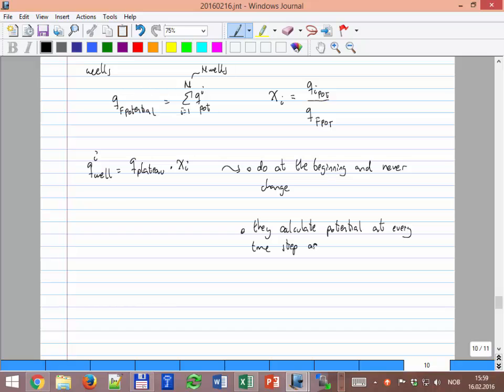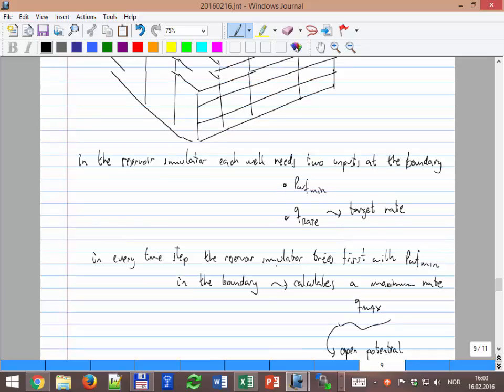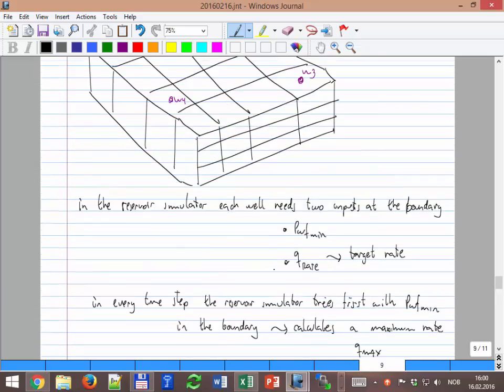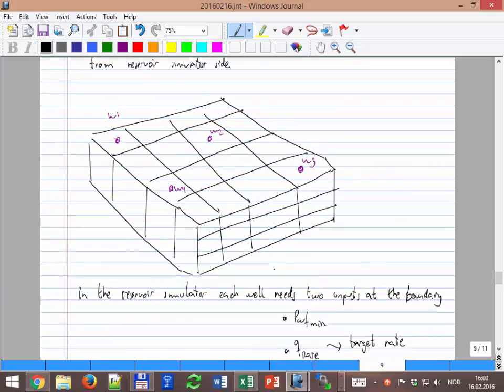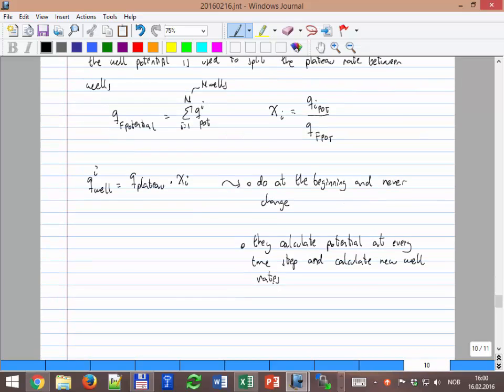And calculate new well rates. Maybe one well is declining very fast, so its potential is declining very fast, so you have to update that in every time step. So that's one way that I split the production, the plateau rate, between wells, and that's the way it's done traditionally by reservoir engineering. Okay. Now, what problems do you see in this approach?